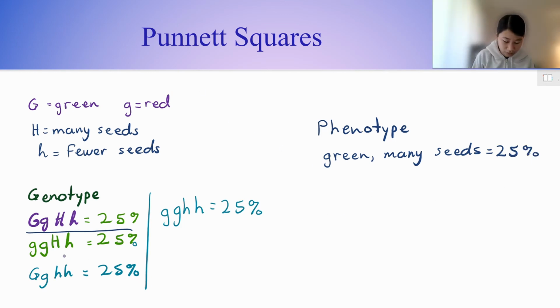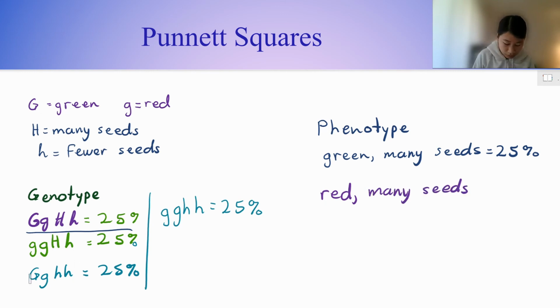Now let's do the one in green. So little g, and big H and little h. So this is going to be, let's see. So if we have 2 little g's, well, that's going to produce red. Okay, because little g is going to be the recessive allele. So this is going to be red. And then for how many seeds it's going to produce, well, we have heterozygous for that gene. So that's going to be many seeds.